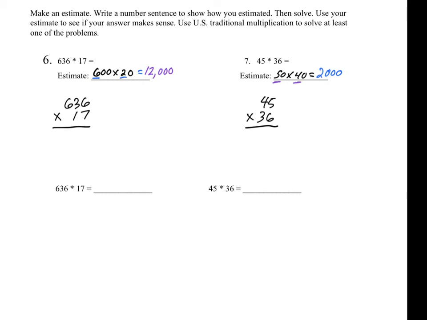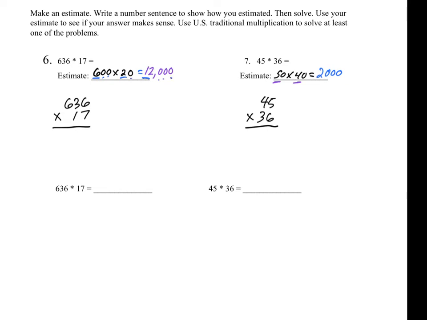Number 6 and 7, we need to make estimates, we need to solve that estimate, and then we need to solve our actual problem. We need to then check our estimate to make sure that our answer makes sense, and we are trying to use traditional at least once for one of these problems. Now, number 6, you can see I went ahead and did my estimates. I like to follow some basic rounding rules. 636 goes ahead and becomes 600. 17 becomes 20. I like to keep it mental math. 6 times 2 is 12, which you can see here, and then I just count my zeros.